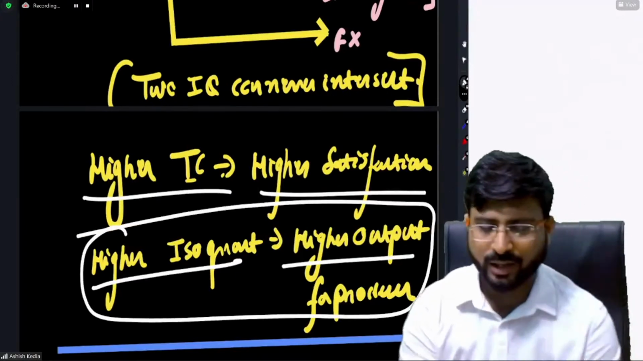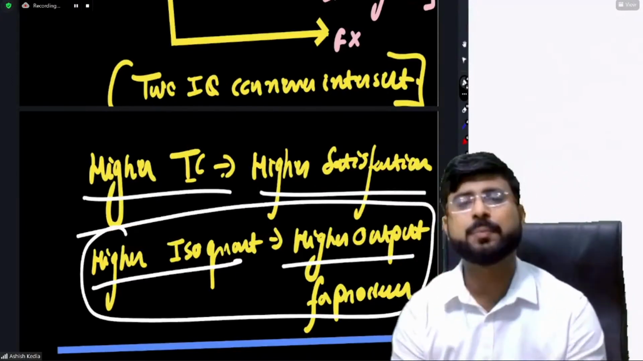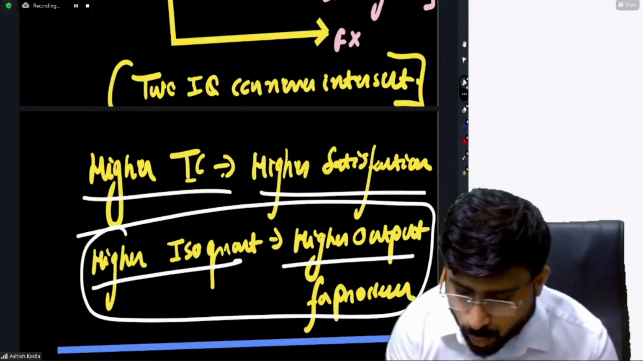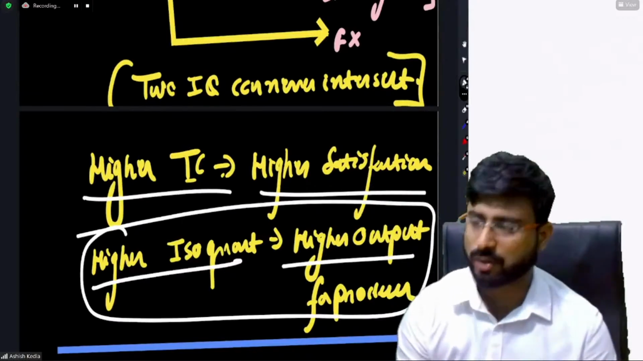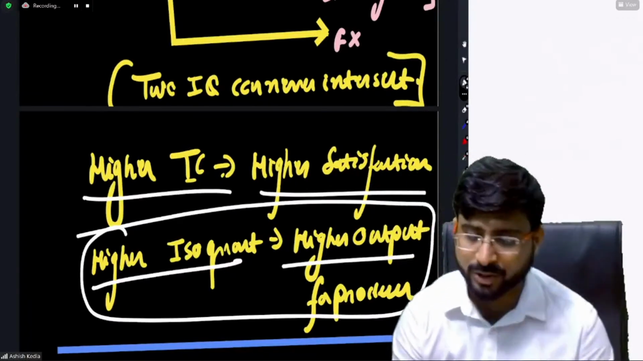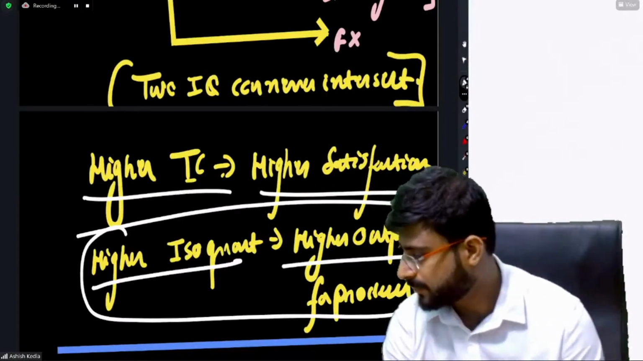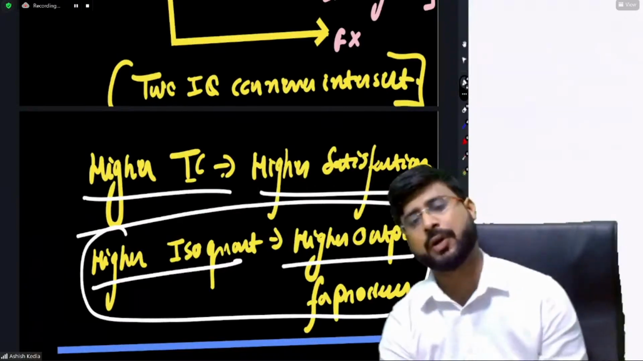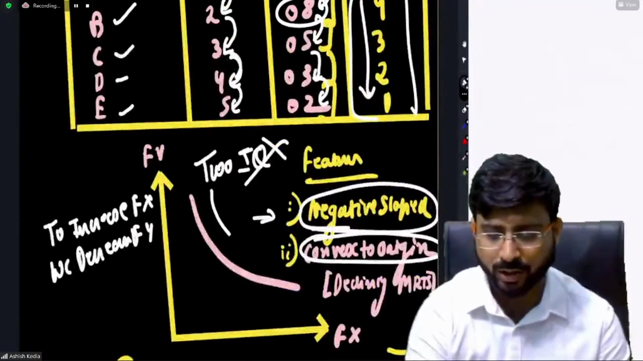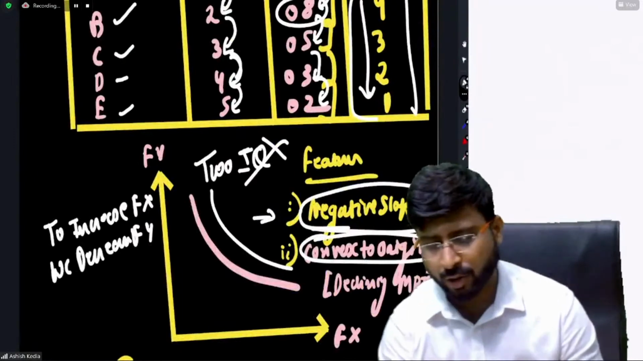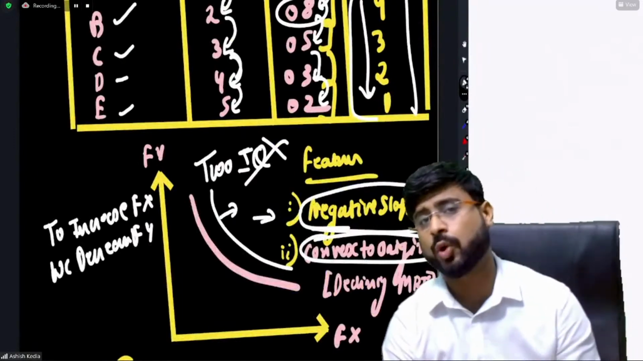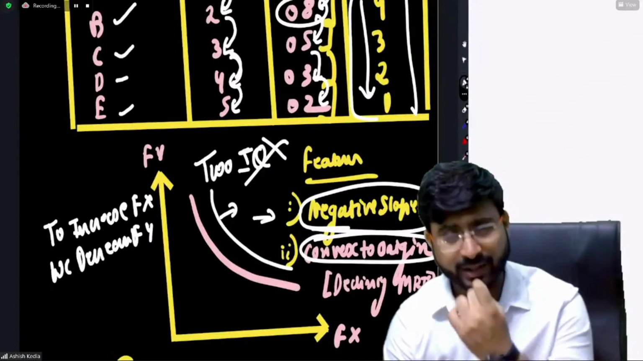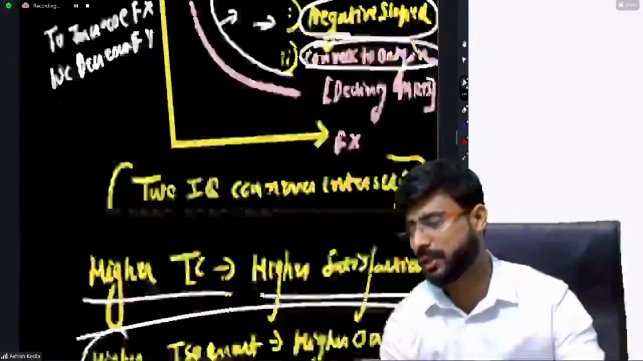Note it down, please. Higher isoquant means more output for the producer. Write it down, everyone. So if I draw another isoquant, this white is above pink. So this white isoquant will give more output than the pink one. That is what it is, because it has more factor inputs than the pink one.